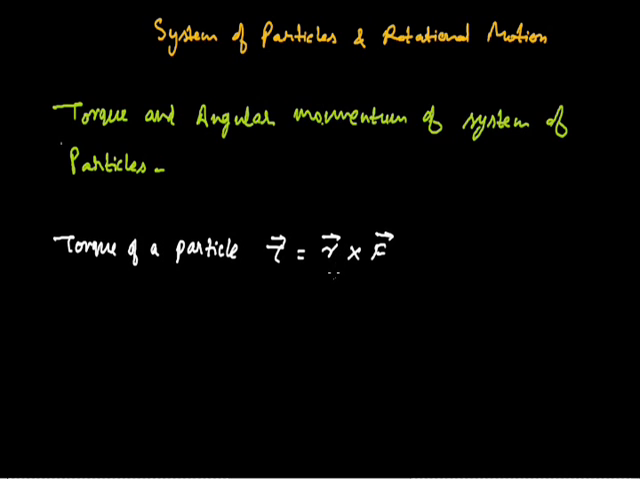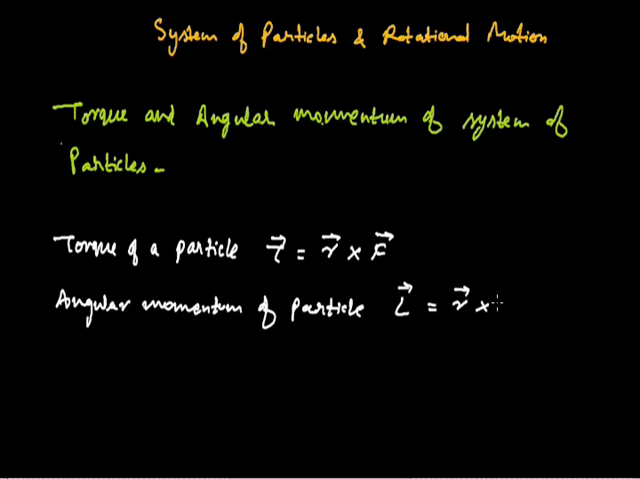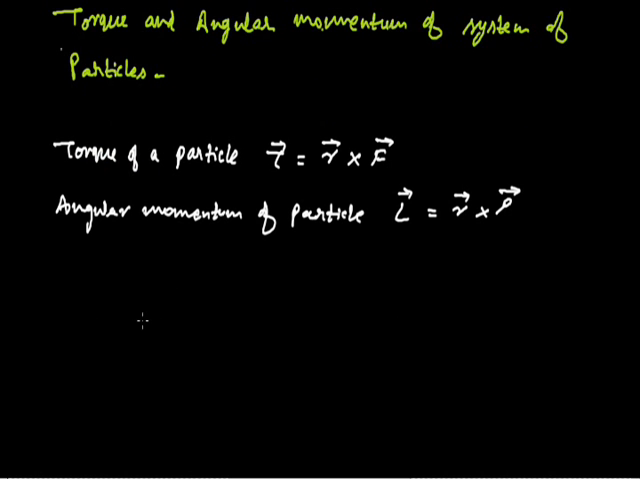Similarly, for that particle, the angular momentum is given by its position vector multiplied with its linear momentum. Now, if a system is composed of many particles and each particle has its individual torque and angular momentum, then in the combined form we have to derive the expression for the torque of the system of particles and the angular momentum of that system of particles.